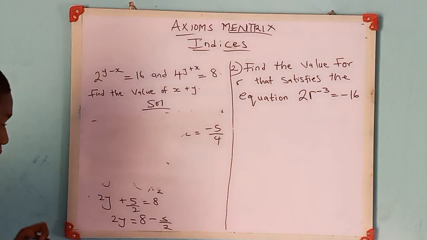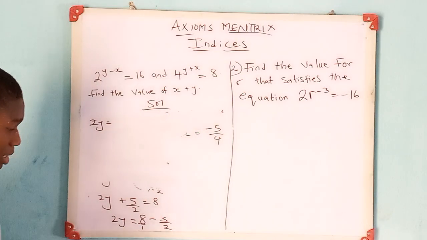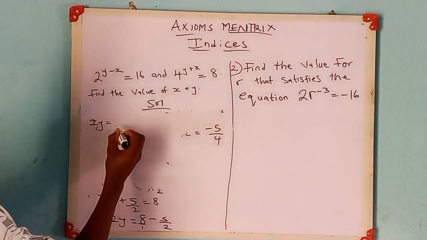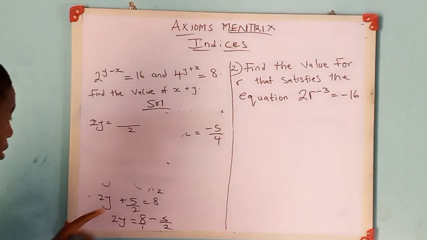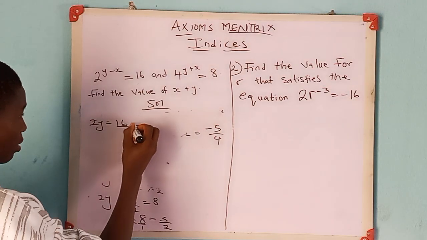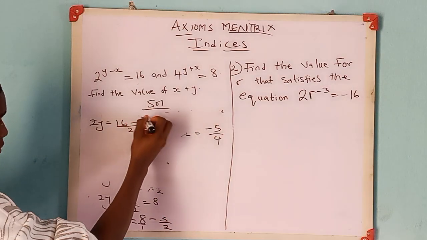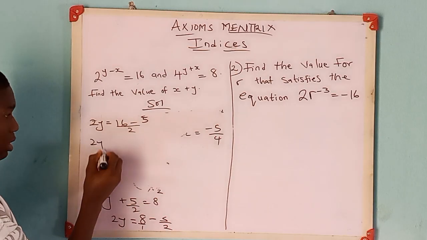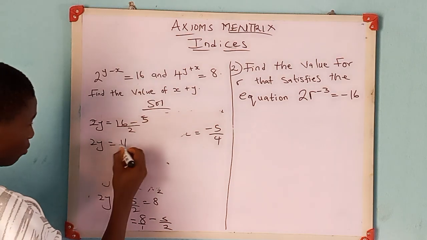Now from here, my 2y is going to be equal to, I'm finding the LCM of 1 and 2, so as to add those two together. So the LCM is going to be 2. 2 divided by 1 is going to give me 2, multiplied by this is going to give me 16, minus 2 divided by this is going to give me 2, multiplied by this, you are going to get 5. So now from this place I have 2y equals 16 minus 5, which is going to give me 11 all over 2.